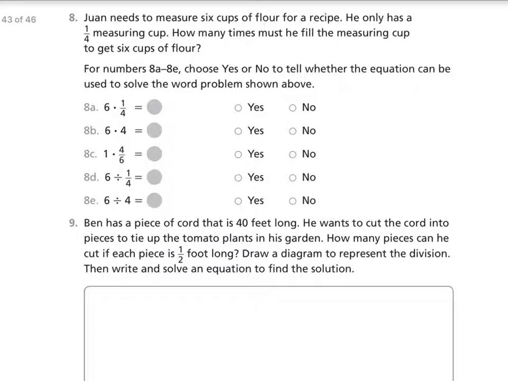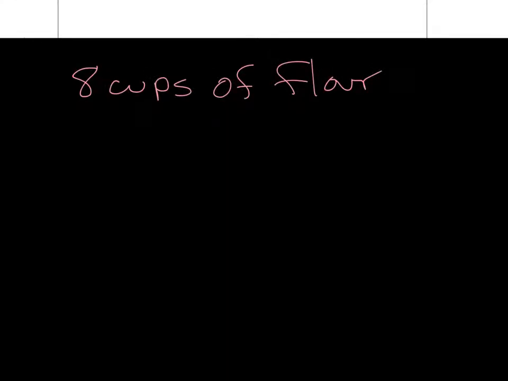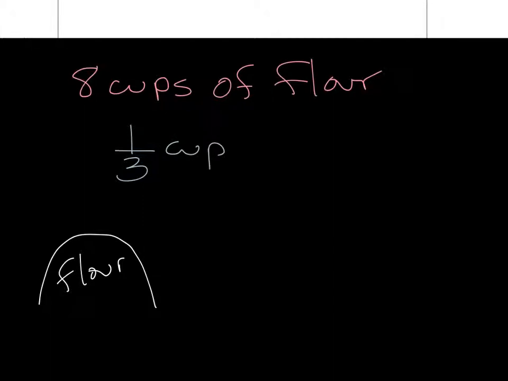So the first thing we need to do is figure out which mathematical equation we are going to use to solve this. Are we multiplying or are we dividing? I've created a similar problem. In this problem, I have 8 cups of flour. Here's my giant pile of flour. And instead of 1/4 of a cup, I'm going to have 1/3 of a cup in which to measure out my flour. And now I want to find out how many 1/3 of a cup I will be able to fill up from my 8 cups of flour.